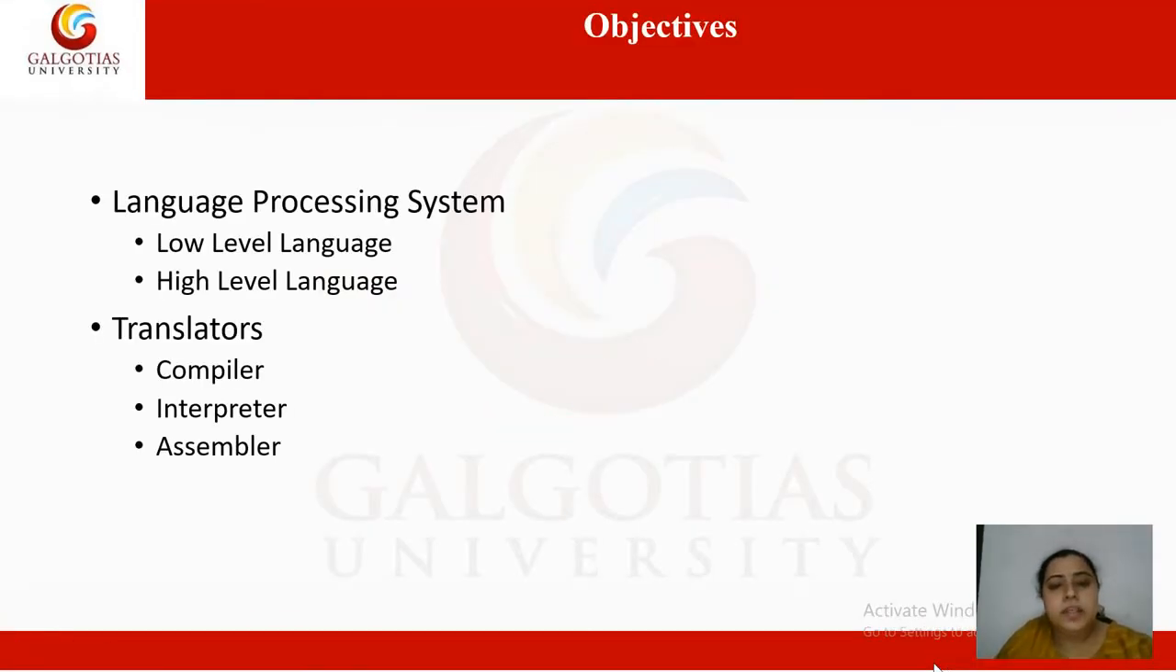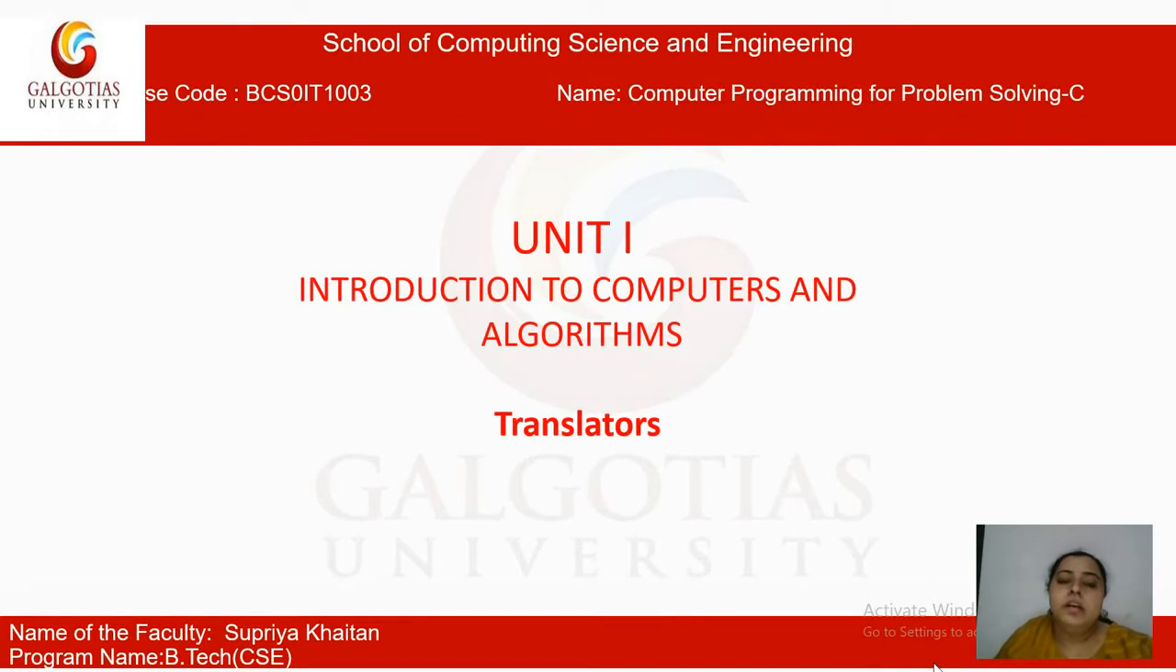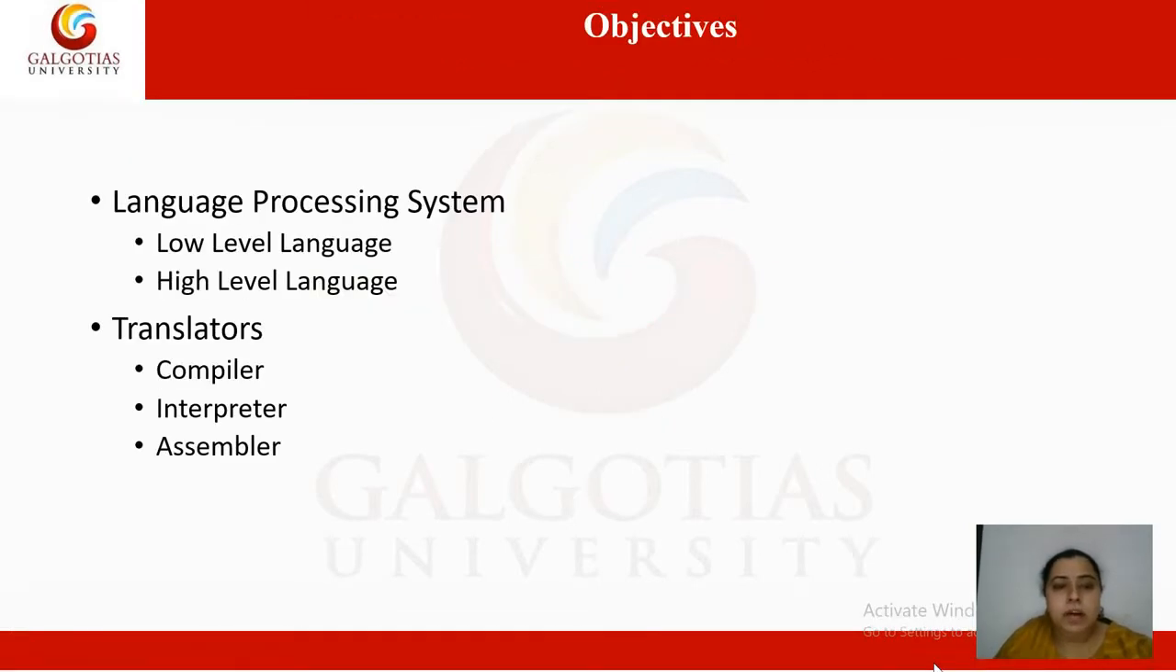We'll be starting with the next topic of Unit 1, that is translators. And I'll be today explaining to you about the language processing system. We'll be talking about two types of languages, that is your low level language and high level language. And we'll be also talking about translators like compilers, interpreters, and assemblers. Before starting with the topic, let me show you what we are going to study in today's class with the help of a small video.